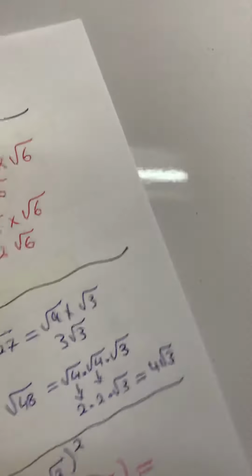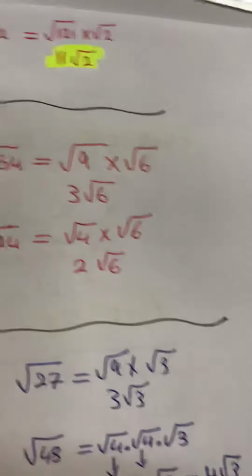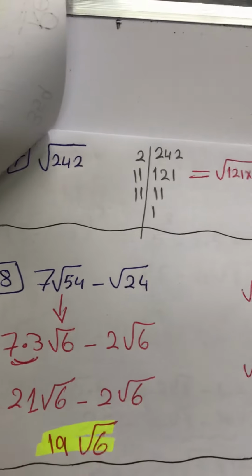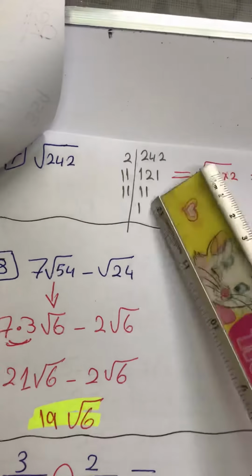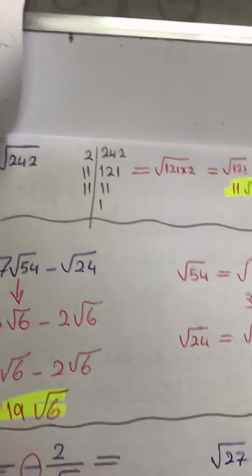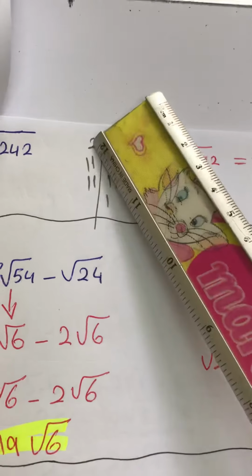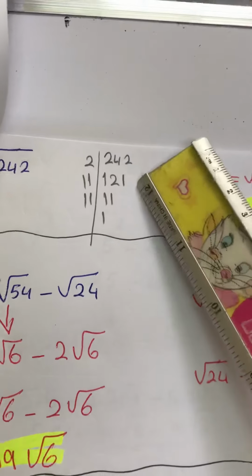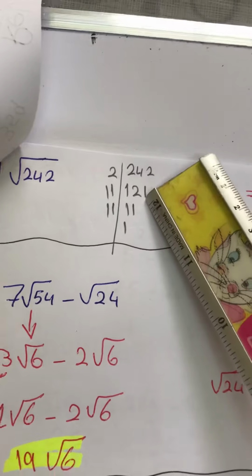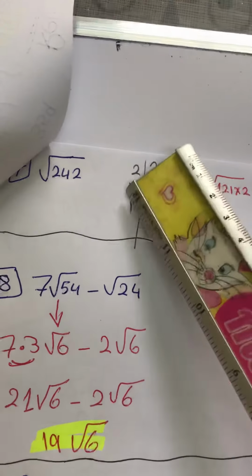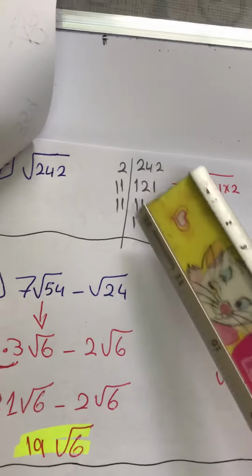Another problem here, number 7. He said square root of 242. I'll make factorizing for this number. As you see, a number ending with 2, so I can divide by 2. Equal 121. I think all of us memorized table 11. 11 times 11 equals 121. So divided by 11 equals 11. Divided by 11 equals 1.